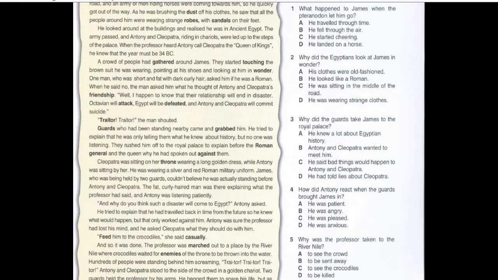The professor was marched out to a place by the River Nile where crocodiles waited for enemies of the throne to be thrown into the water. Hundreds of people were standing behind him screaming, Traitor! Traitor! Traitor! Antony and Cleopatra stood to the side of the crowd in a golden chariot. Two guards held the professor by his arms. He begged them to spare his life. No! But as soon as Antony gave the signal, James was thrown into the water.